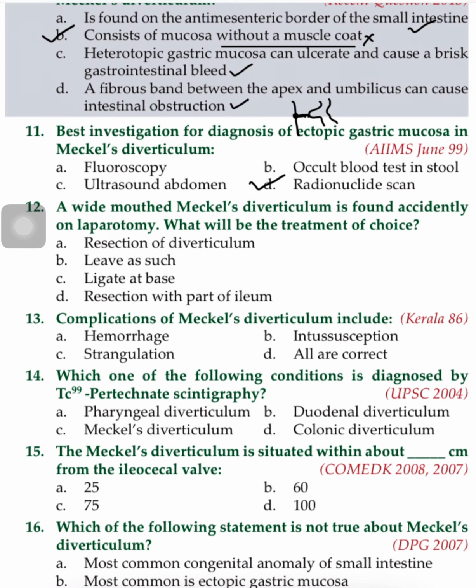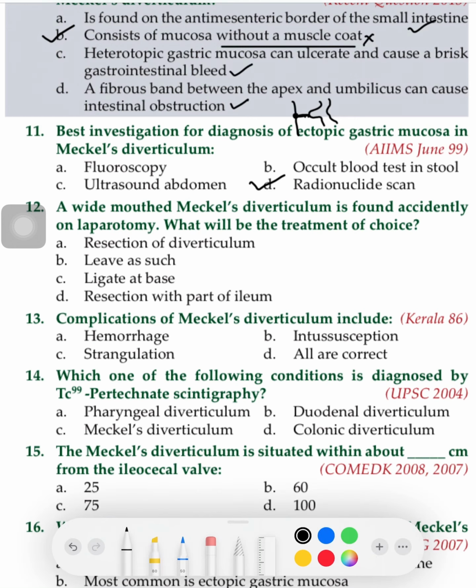A wide mouth Meckel's diverticulum is found accidentally on laparotomy. What will be the treatment of choice? It's a controversial question. The answer is resection of the diverticulum. As I already told, it depends on the future complications and the malignancy risk, and the most common malignancy arising from Meckel's diverticulum is neuroendocrine tumor. So resection of the diverticulum is the correct choice.